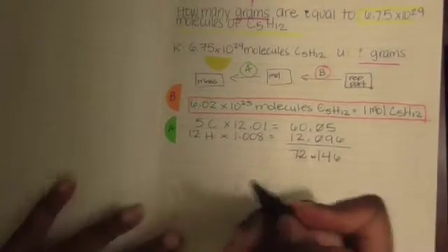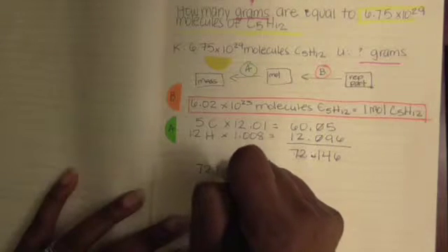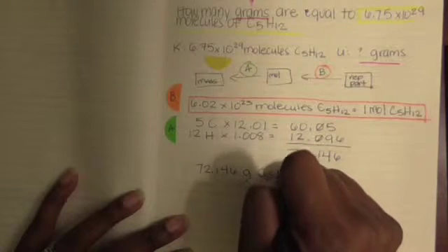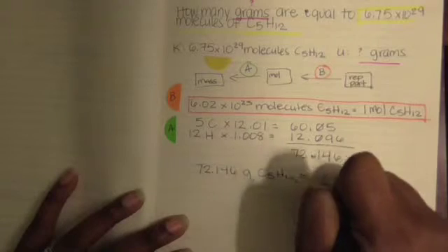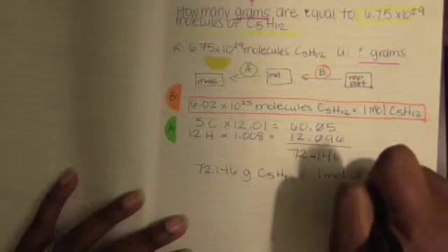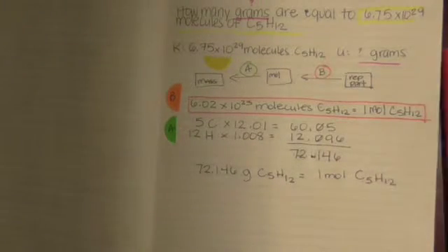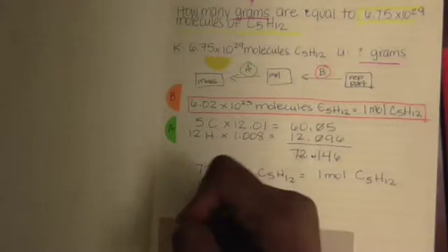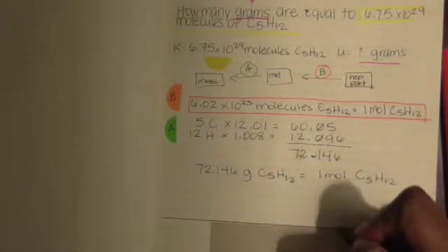So our conversion factor is 72.146 grams of C5H12 is equal to 1 mole of C5H12. And now we set up. Now the mistake that I was talking about was in the last problem. And I'll fix that for you and post it.